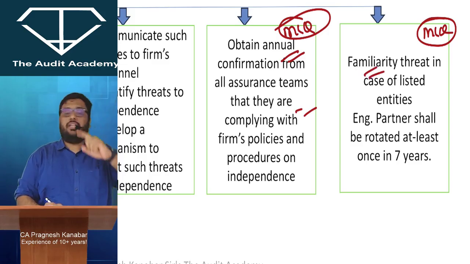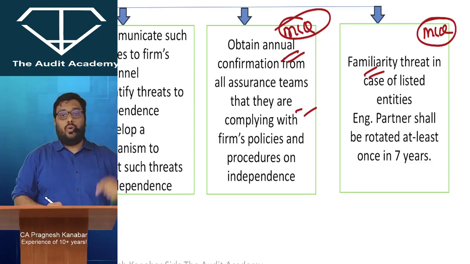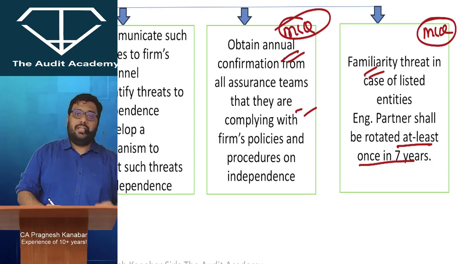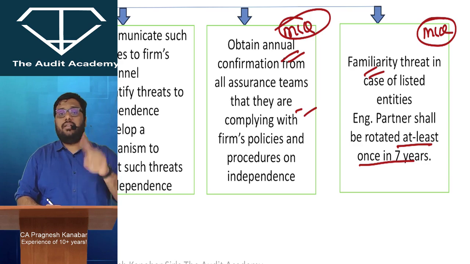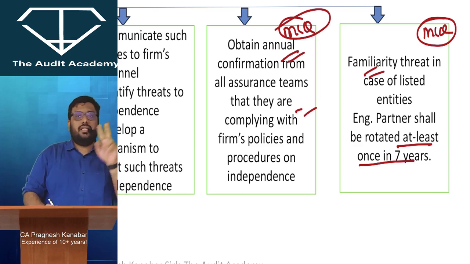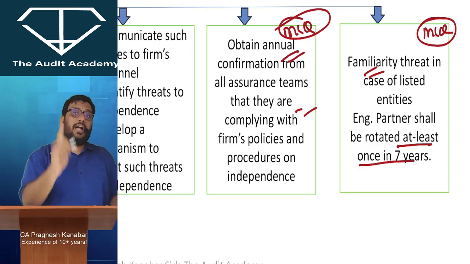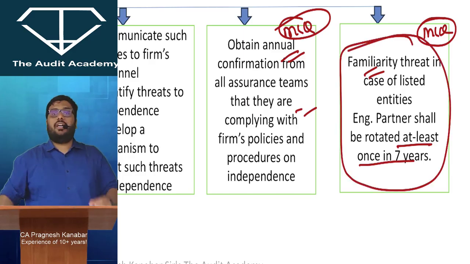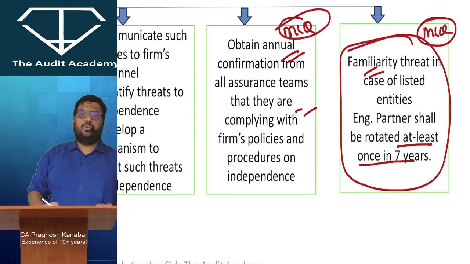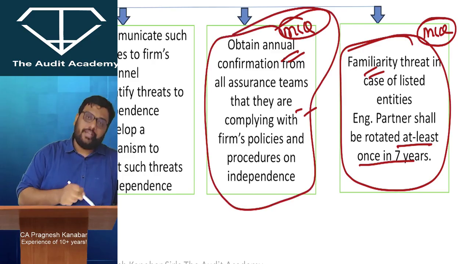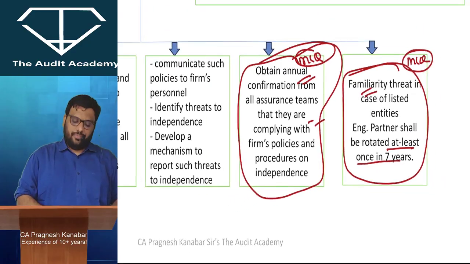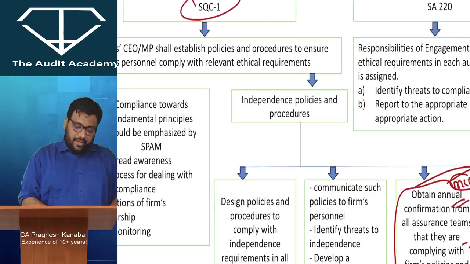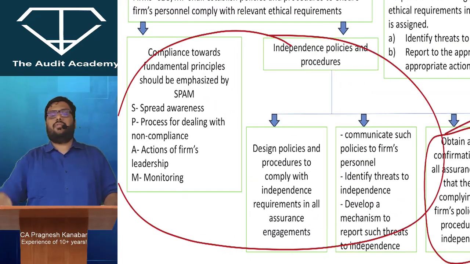In case of listed entities, it is mandatory to rotate the engagement partner at least once in 7 years. As per Companies Act, a partnership firm can conduct audit of listed entity for 10 years, 5 years into 2 times. But the engagement partner must be rotated at least once in 7 years. You know what? This has been one of their favorite questions in exams. It has already been asked in July 21 attempt. And this particular point has been one of their favorite for MCQs, even in the old course. Obviously, it is going to remain relevant in the new course also. So these are the ethical requirements as per SQC 1. The firm shall design the policies and procedures for these things.